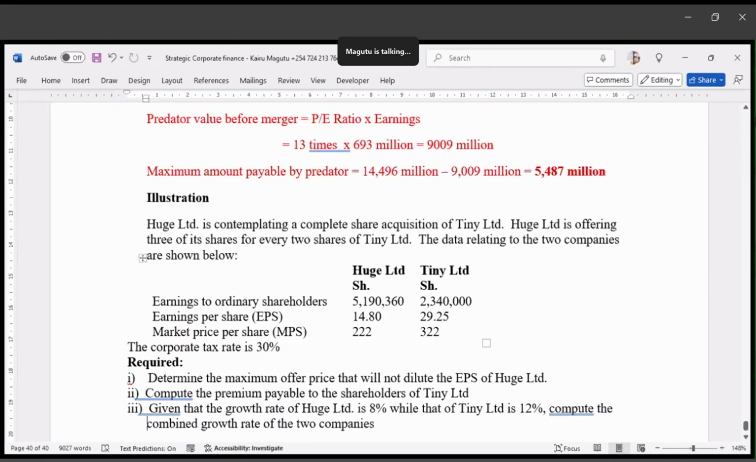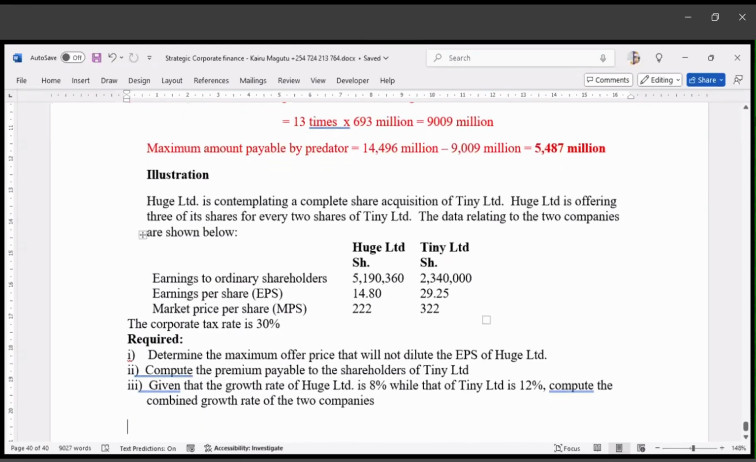The corporate tax rate is 30%. Required, number 1, determine the maximum offer price that will not dilute the EPS of Huge. 2, compute the premium payable to the shareholders of Tiny Limited. 3. Given that the growth rate of Huge Limited is 8%, while that of Tiny Limited is 12%, compute the combined growth rate of the two firms. Okay, read through that question.